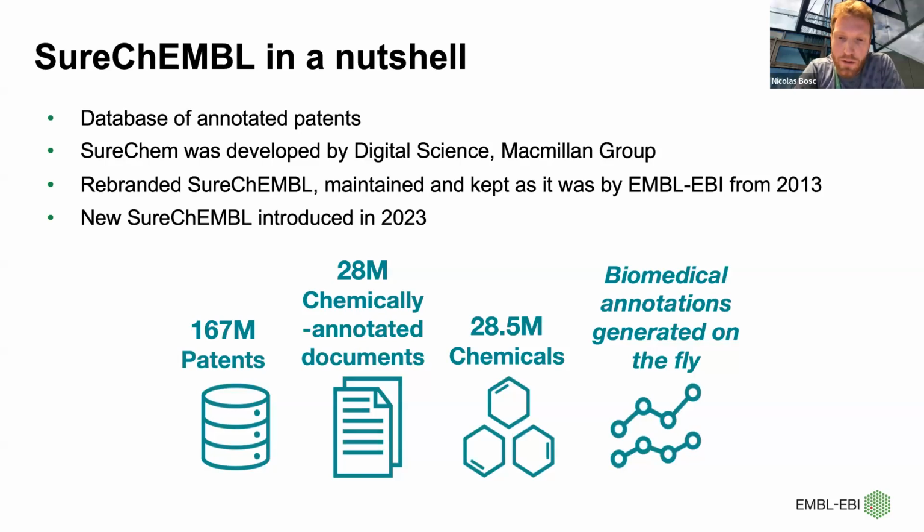At the moment, SureChEMBL gives access to 167 million patents. From that, about 20 million are chemically annotated, and that represents 20.5 million unique compound structures. We have also introduced recently the biomedical annotations that are still only generated on the fly, which means that you cannot download them, and also we don't enumerate them.